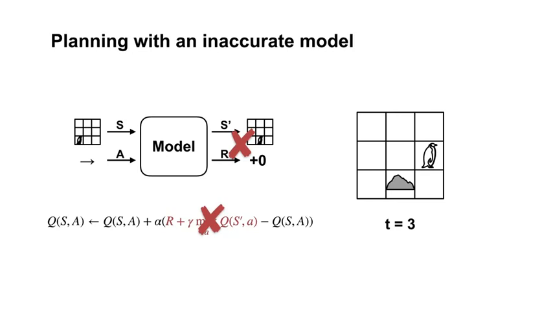Now that we've gone over the two main ways that models can be inaccurate, let's think about how agents could plan successfully with incomplete models. We've actually gone over one such algorithm already, Dyna-Q. Let's see how Dyna-Q does planning with an incomplete model.